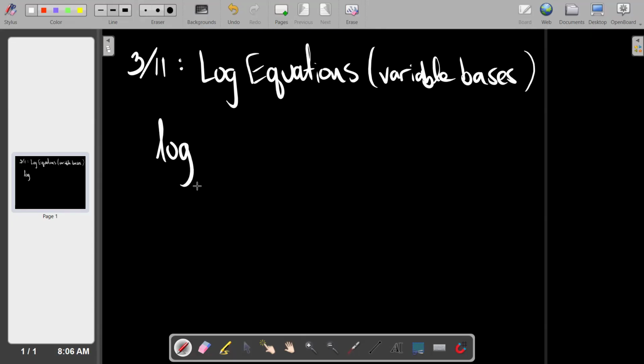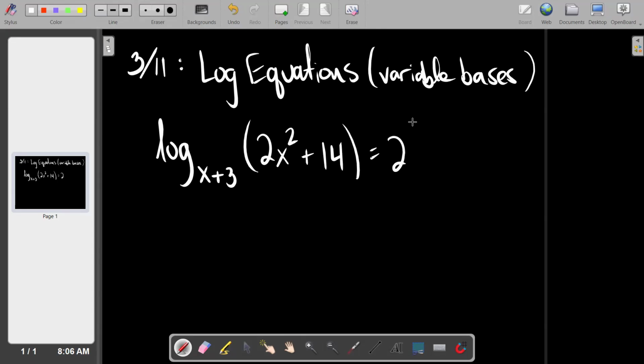So let's start with this little fella. We're going to have a log with a base of x plus 3, and the argument's going to be 2x squared plus 14, and we're going to set that equal to 2.